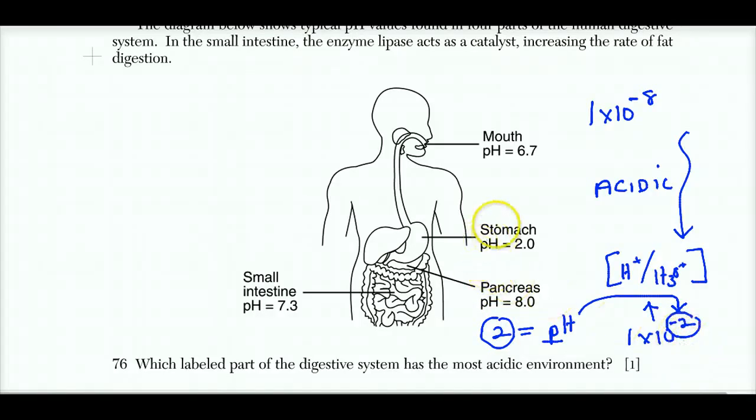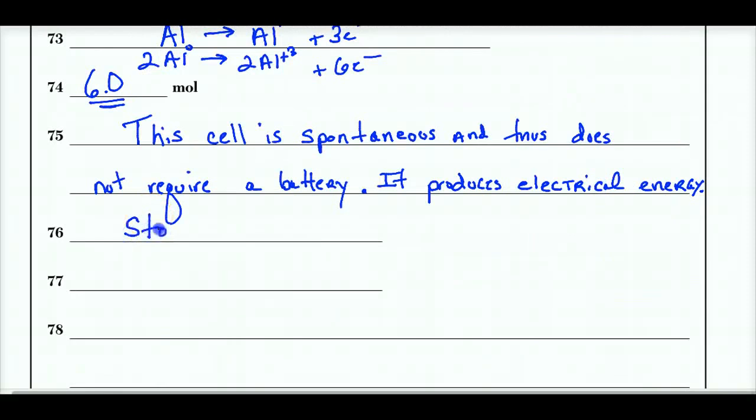In any case, the most acidic part of the digestive system, of course, the lowest pH, is the stomach. Stomach.